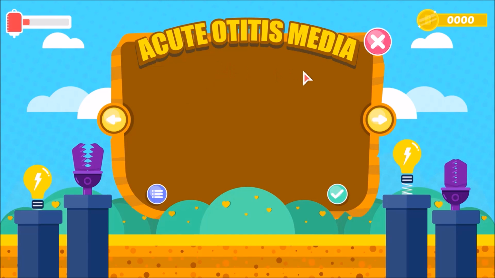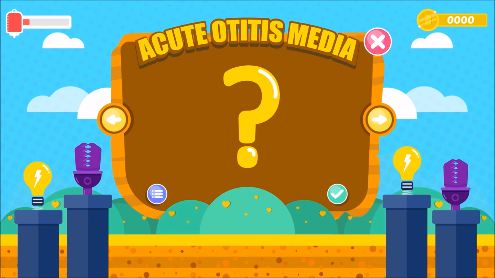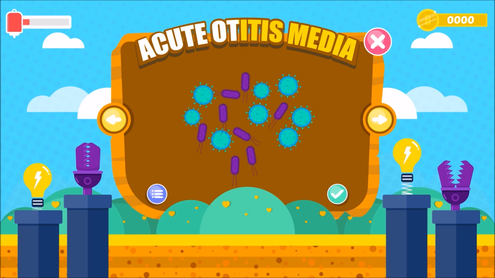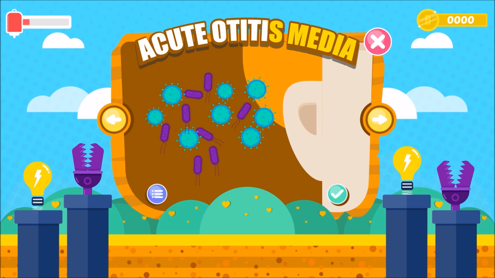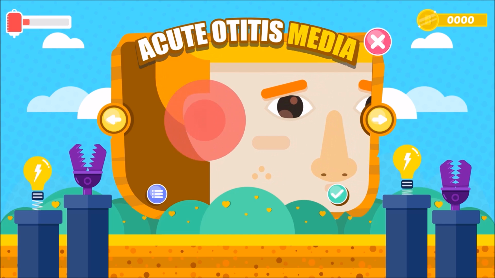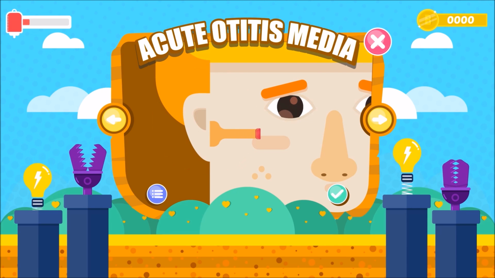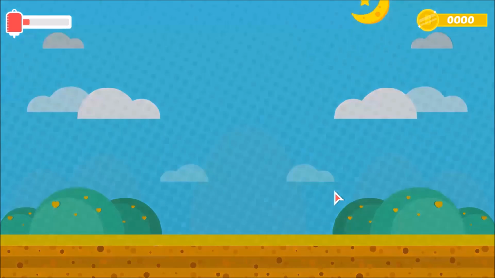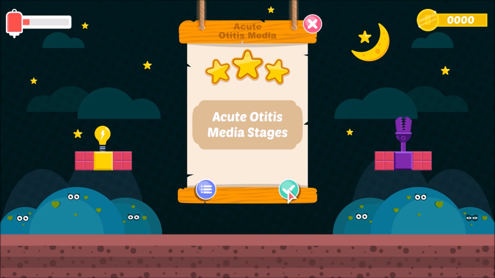Acute otitis media. What is acute otitis media? Acute stands for abrupt onset. Ot stands for ear. Itis stands for infection and inflammation, while media stands for middle ear. So, acute otitis media means inflammation of the middle ear. What are the stages of acute otitis media?